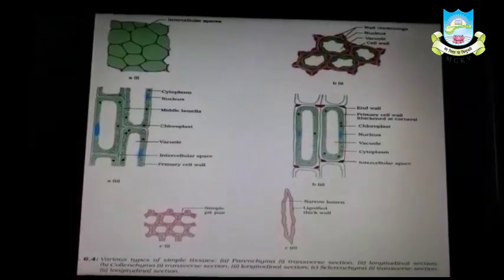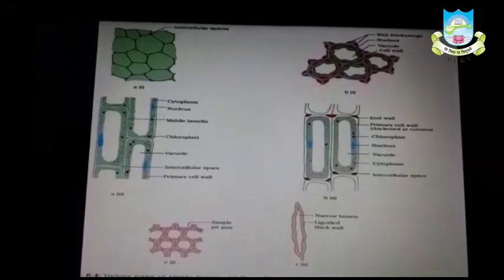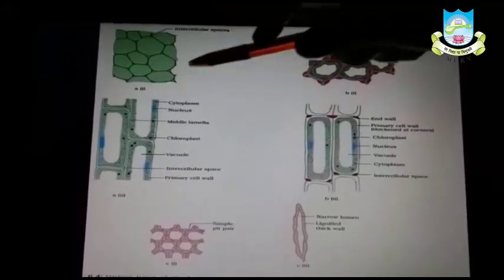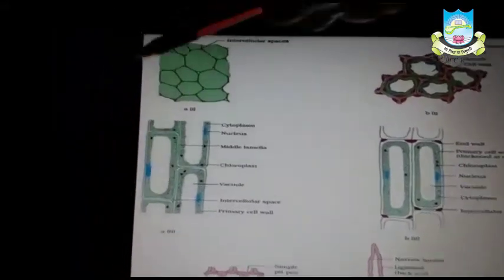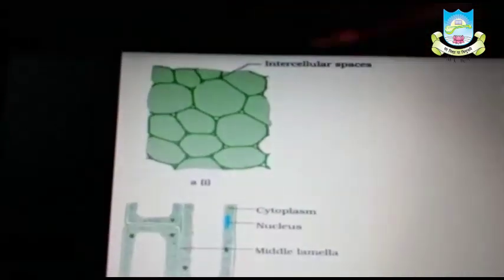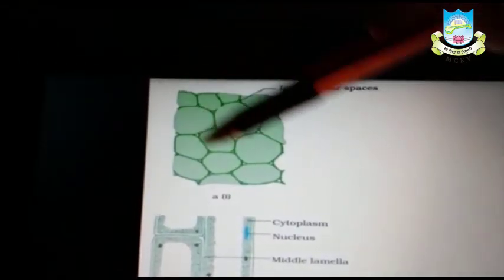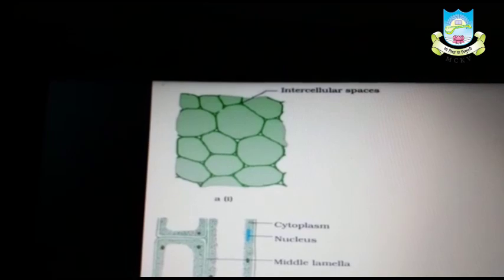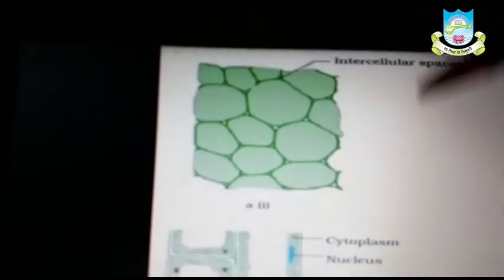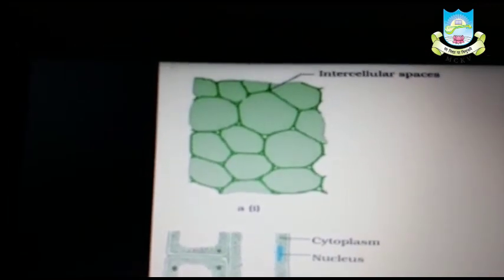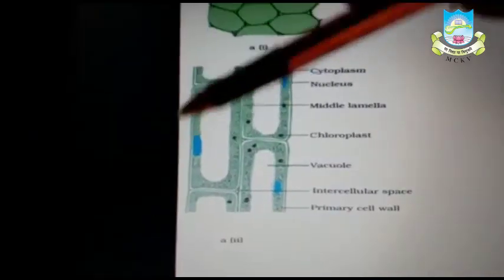In this slide, we can see three different types of simple permanent tissue. First one is parenchyma tissue. In the parenchyma tissue, cell shapes are oval and sometimes polygonal. And cells are not compactly arranged. That's why there is intercellular space in between them. Then what is the function of the parenchyma tissue? Sometimes it stores food.